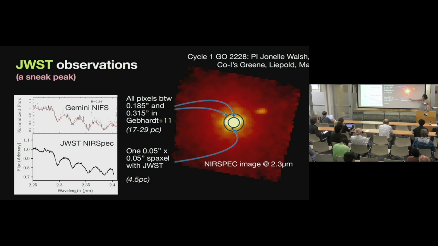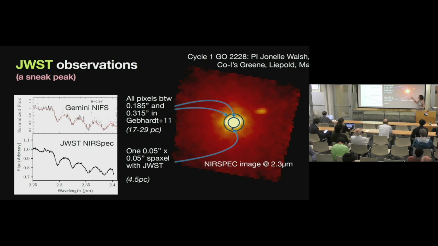Right. So in this image, these two rings are unrelated to our observations, but this is basically the region that's showing up in this old spectrum.